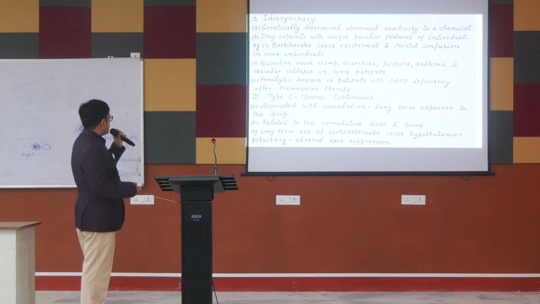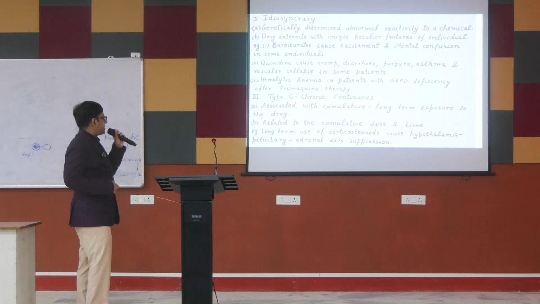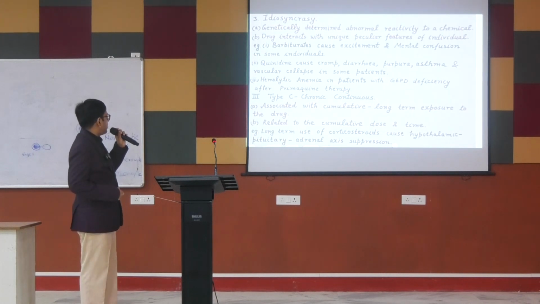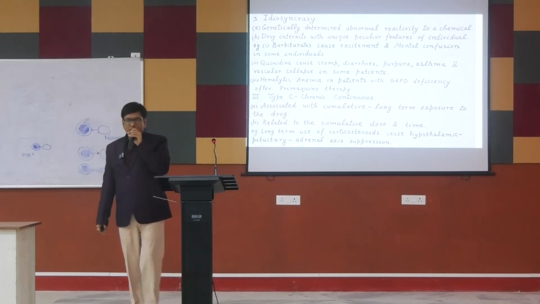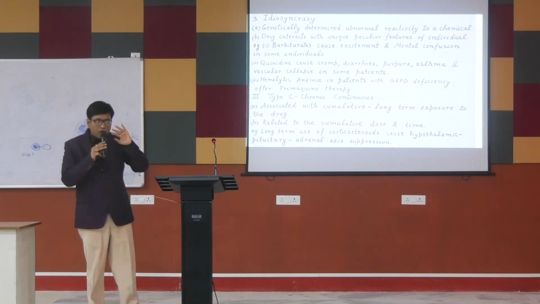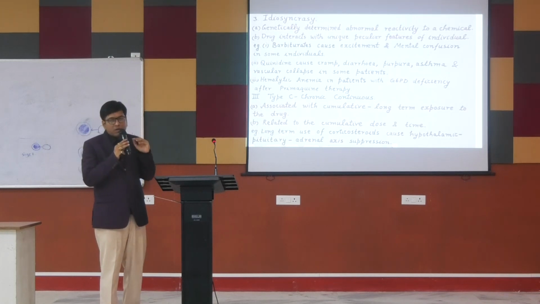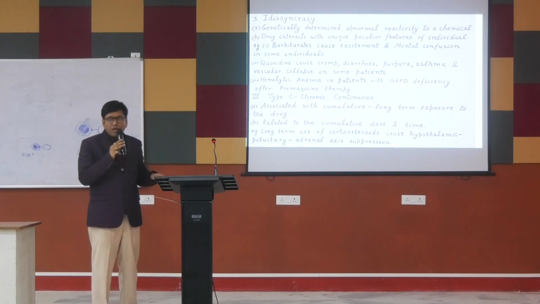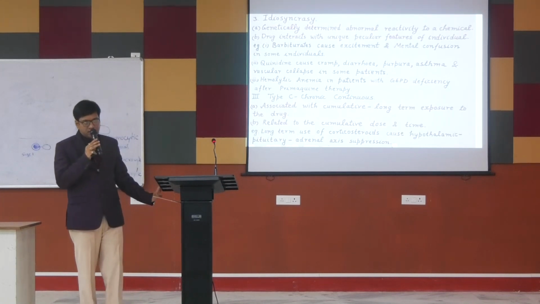Next is type C, chronic continuous. When some drugs are continuously used for long term, they can exhibit some adverse effect. That is the type C adverse effect, chronic continuous. Example, if you give steroids, there are a group of drugs, you will read about them later on. Very useful, but if used judiciously. If you give steroids continuously, a lot of side effects occur in the body. Short term it's okay, but continuously a lot of side effects occur in the body. One such side effect is suppression of the hypothalamo-pituitary axis.